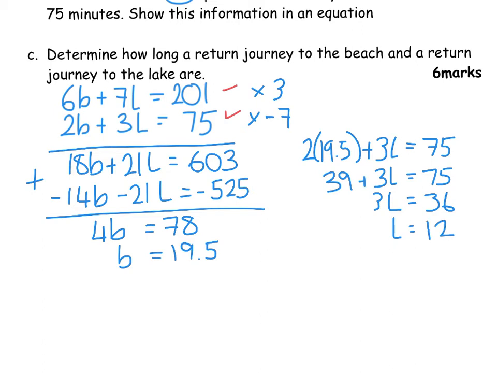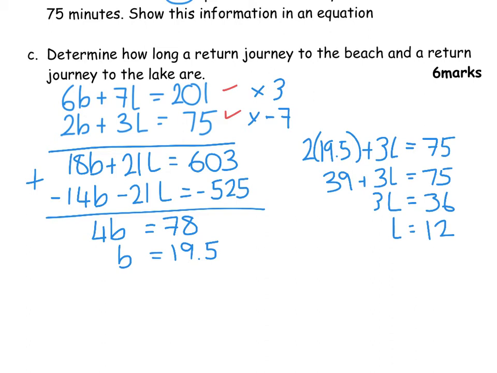Okay, I'm going to double check my answer. So with my calculator, I'm going to substitute back into the top equation. I'm checking that 6 times 19.5 plus 7 times 12 should come out as 201, which it does. So I've just done a wee check in my calculator using the equation I didn't use to check that they are the right answers. They work for both equations.